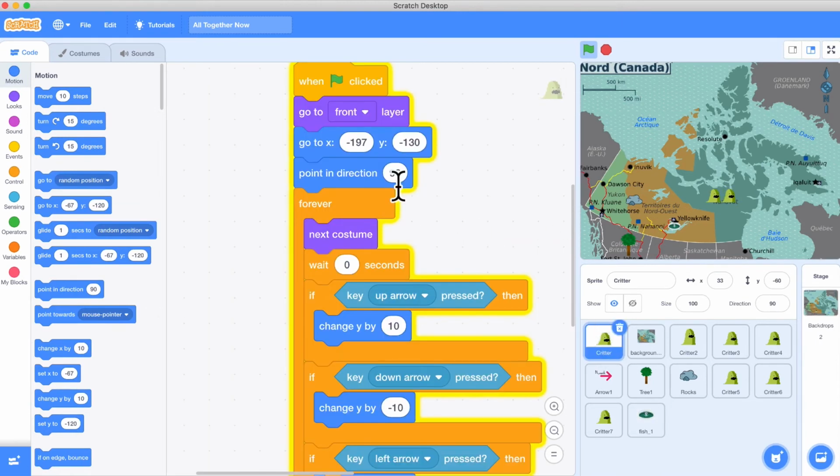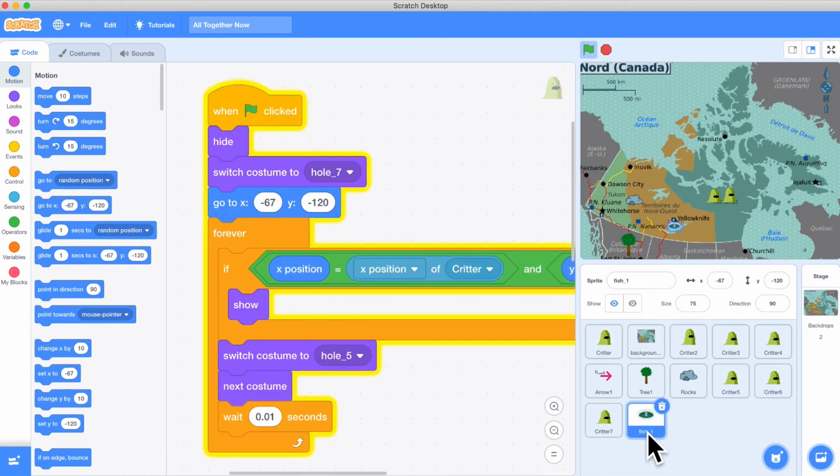And let's look at critter's numbers again. At the beginning of the game, critter goes to x negative 197 and y negative 130. And if the arrow keys are pressed, if the up arrow is pressed, he changes y by 10. So he's traveling by tens. Let's look again at the fish. X negative 67 and y negative 120.